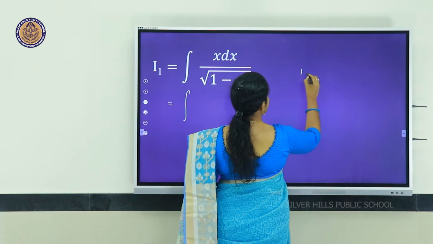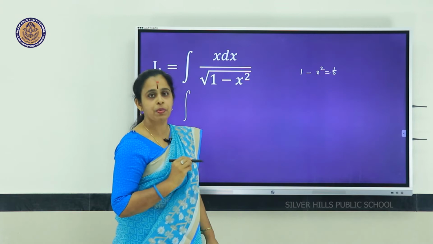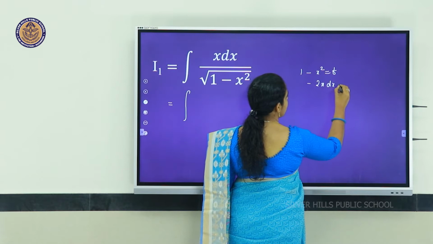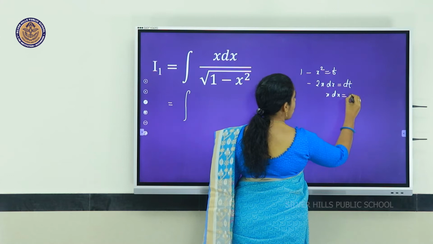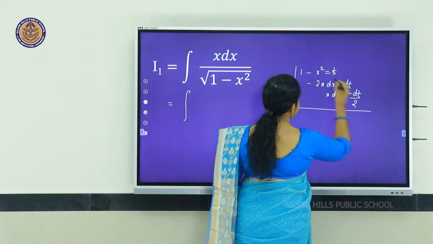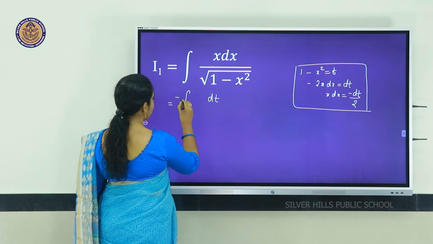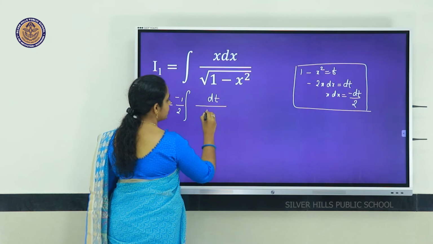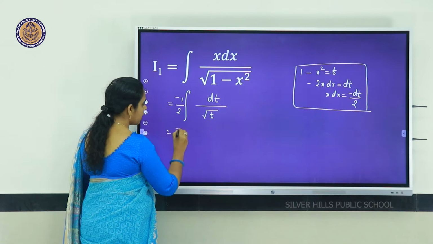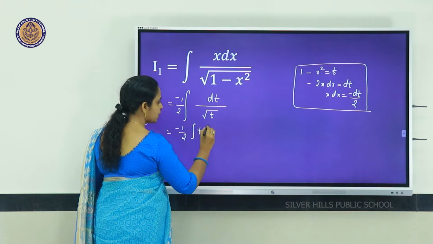Let us give the substitution 1 minus x square equal to t. Differentiating with respect to x, minus 2x dx is equal to dt. So x dx will be equal to minus dt divided by 2. This value we will substitute: instead of x dx, minus dt by 2, divided by root of t, equal to minus 1 by 2 integral t raised to minus half dt.